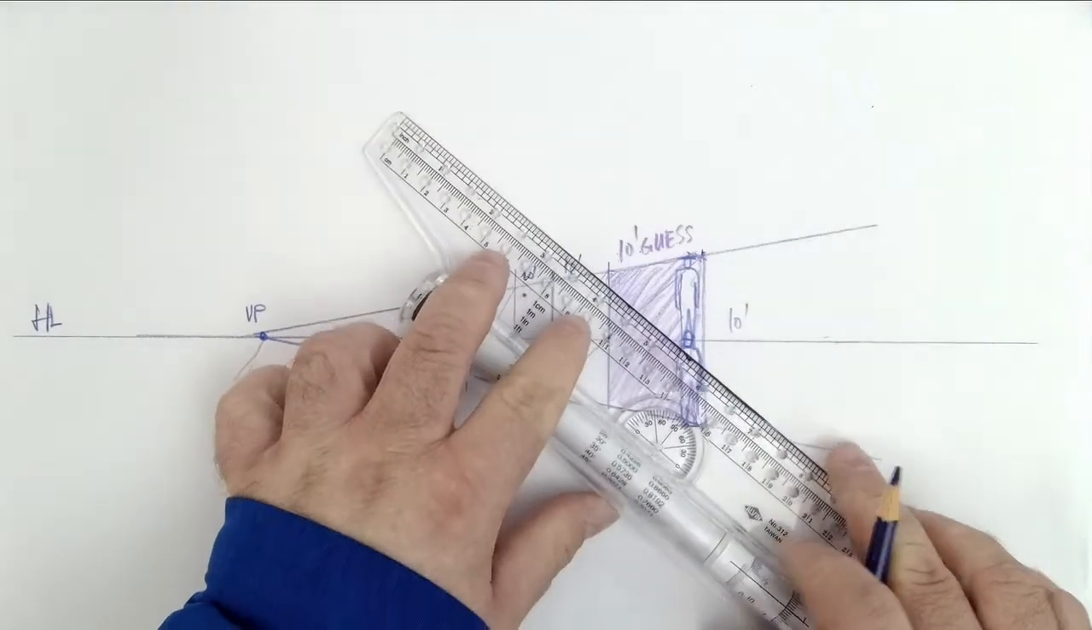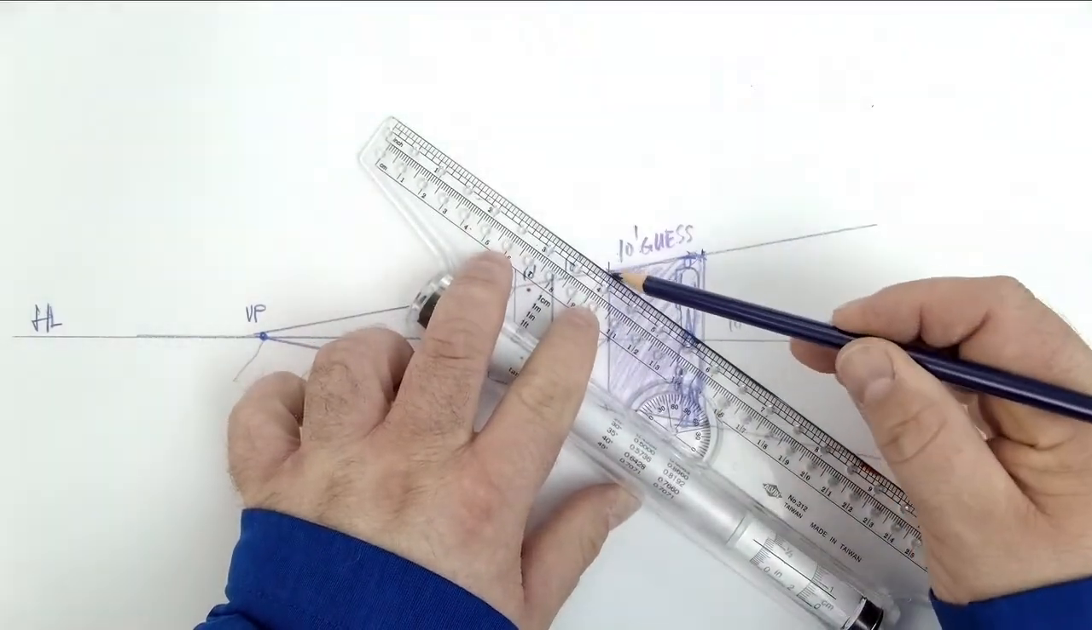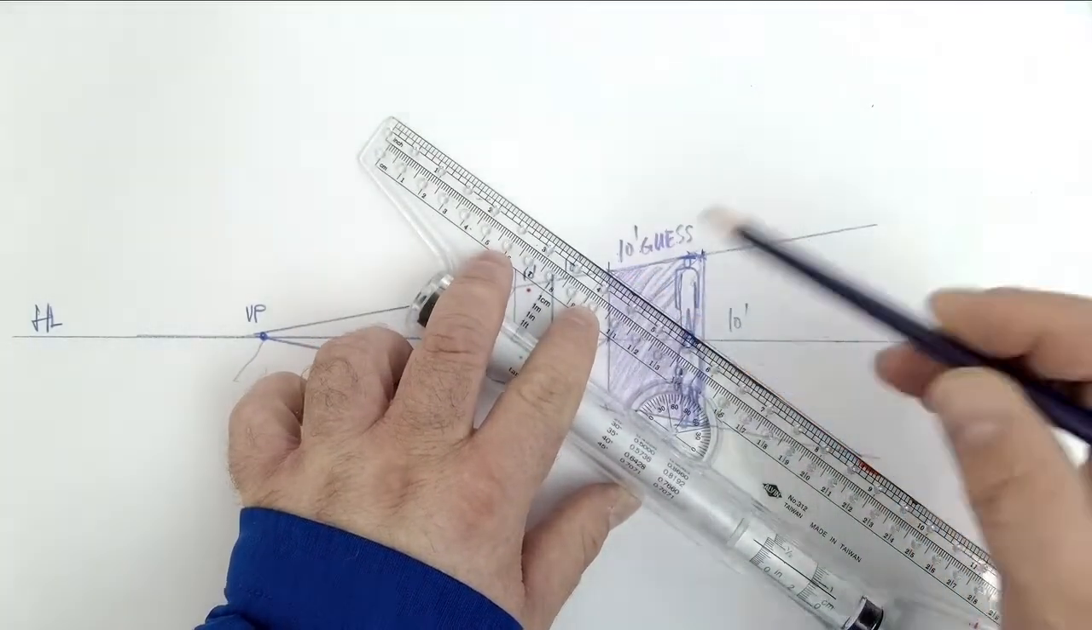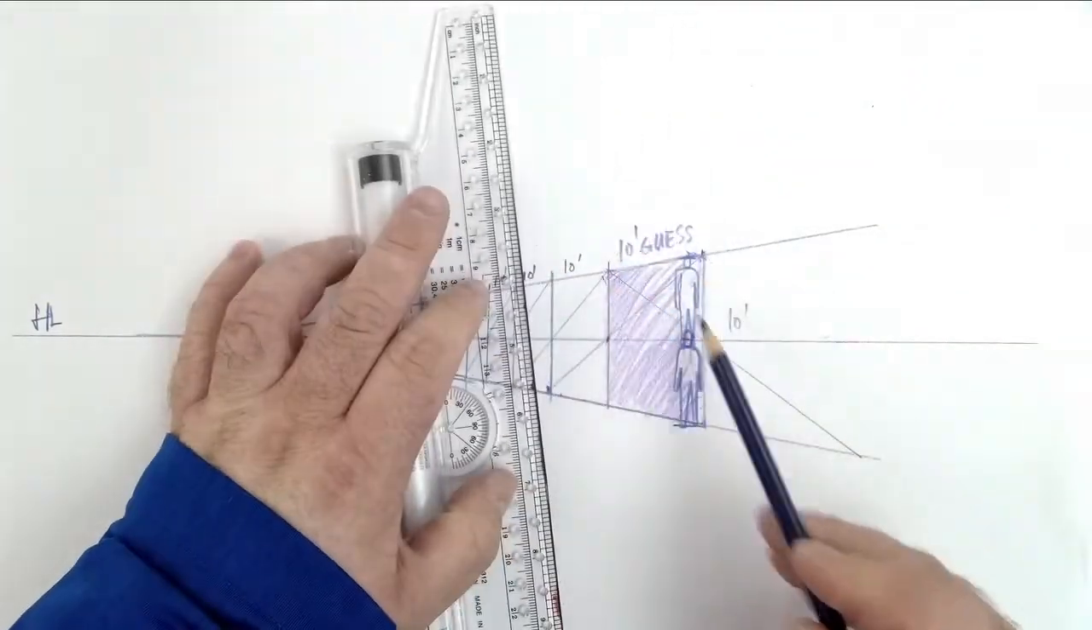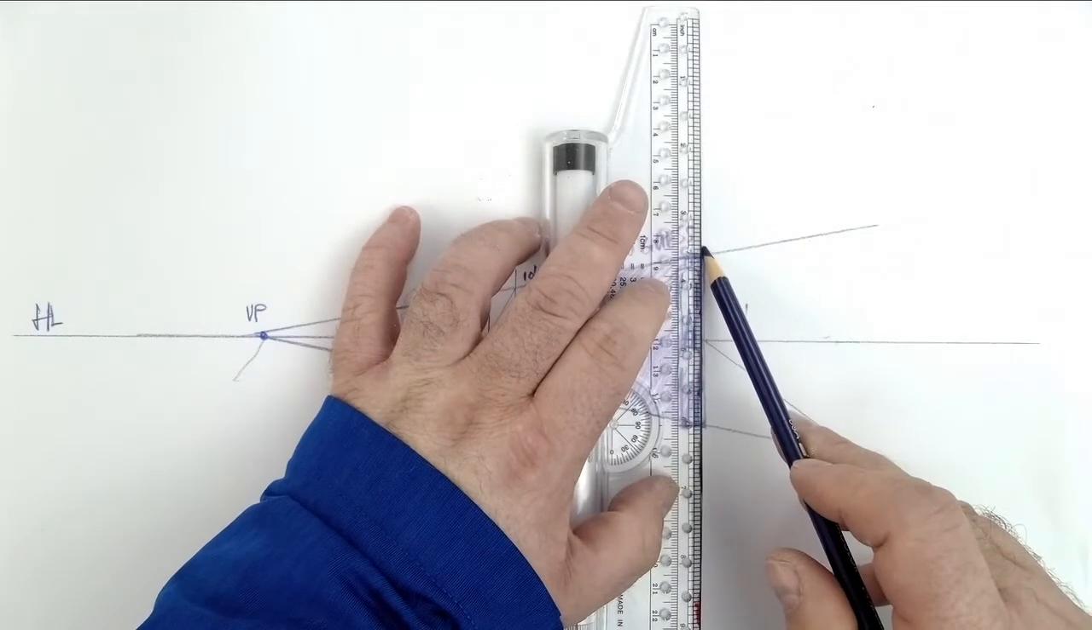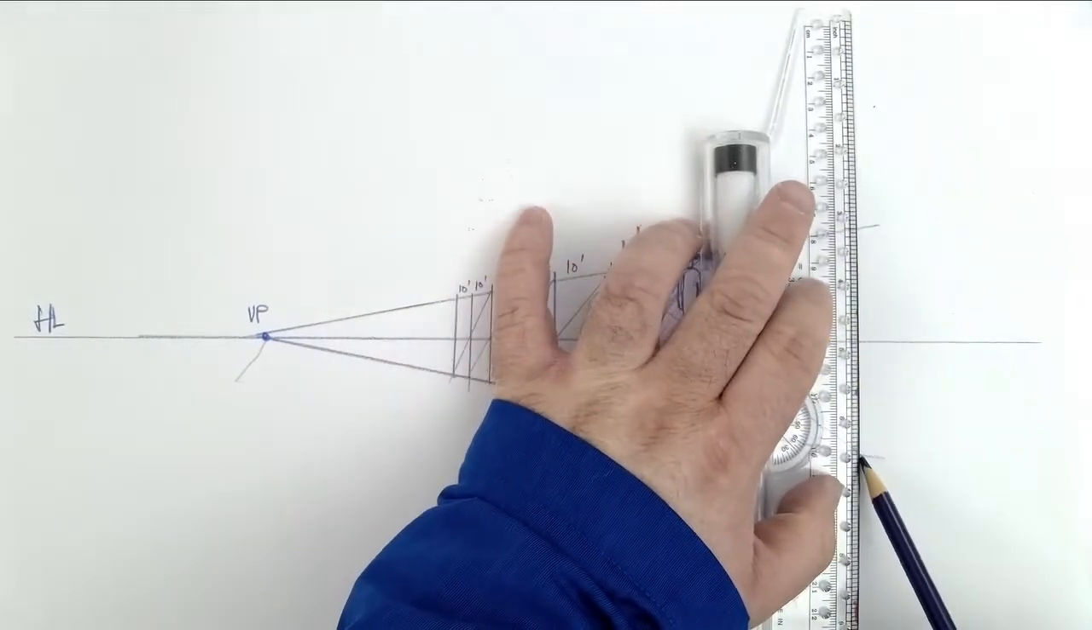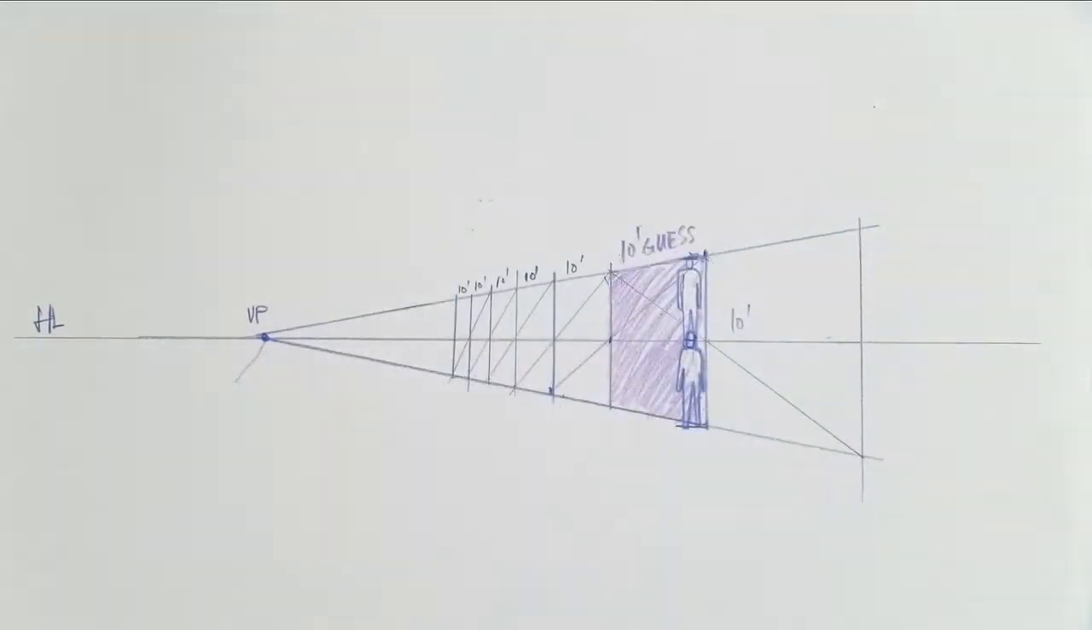I can even project forward and do the next 10 feet in front of our two friends. Do the same thing, same principle. Go from this corner to that midpoint. I can project the next 10 feet going forward.